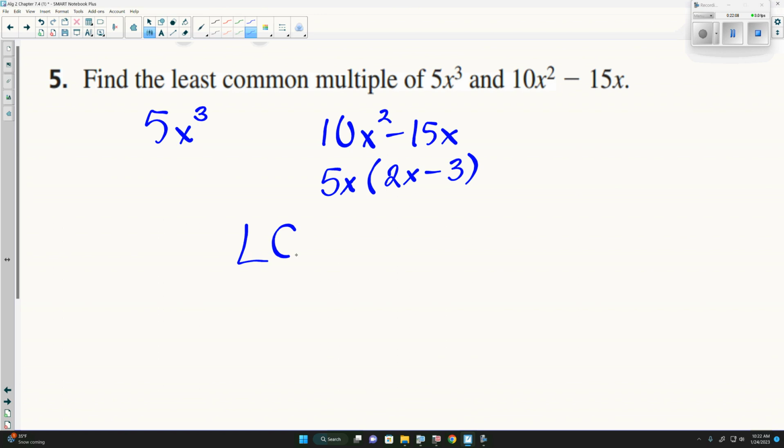Least common multiple. So we have 5x cubed and 5x times 2x minus 3, yes? So we have 2 5s, 1 5 on each on the outside, yes? So the easiest one of the day, what is the first number I can turn 5 and 5 into? 5. They're already the same, so I don't have to do anything to it. Least common multiple between 5 and 5 is 5.